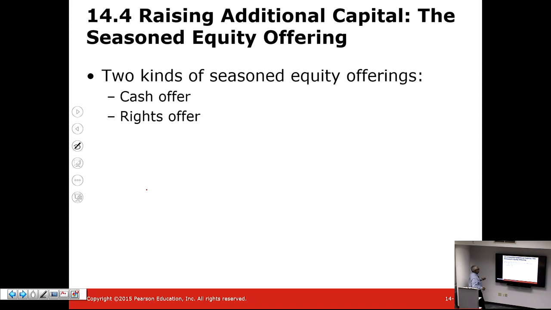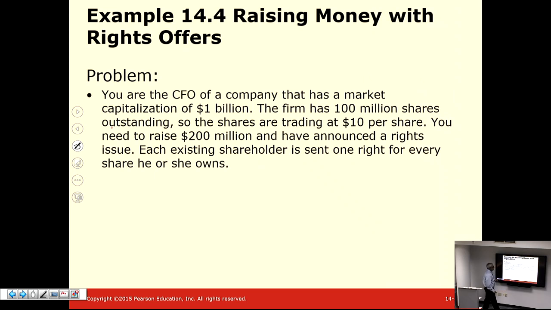For seasoned equity offerings, there are two ways in which they are done. They are often done through a cash offer, which is you just sell the shares and receive cash in exchange, but they can also be done through a rights offering, where existing shareholders are given the right, not the obligation, the right to buy the additional shares.